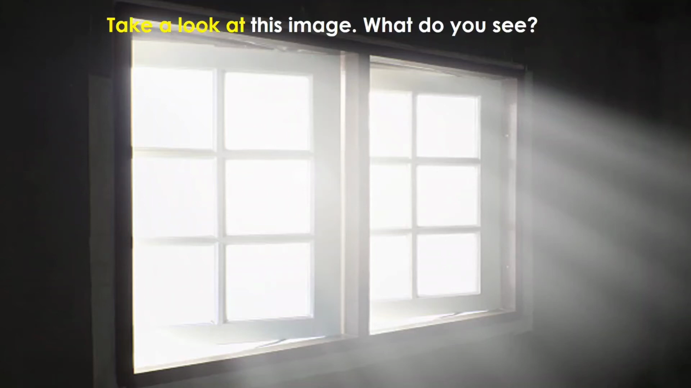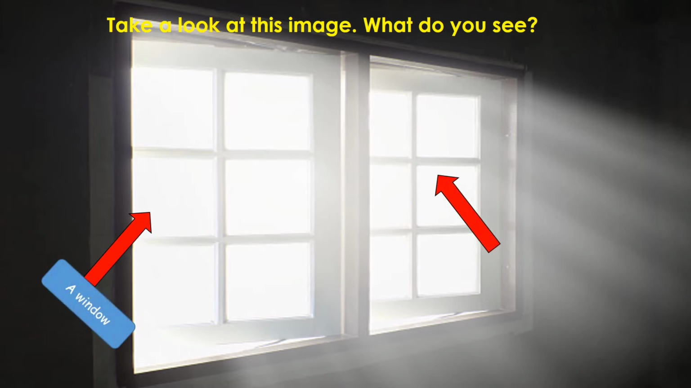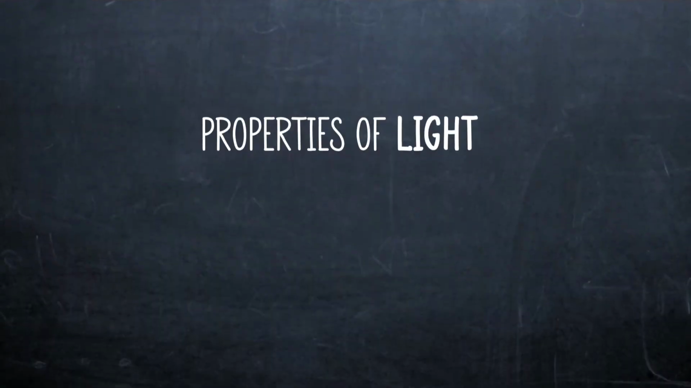Take a look at this image. What do you see? Well, I see a window, and I also see some light, which could be the sun, passing through the window. Now, we have a very special word for this, when light passes through an object of some sort. And, luckily today, we'll be talking about some properties of light.